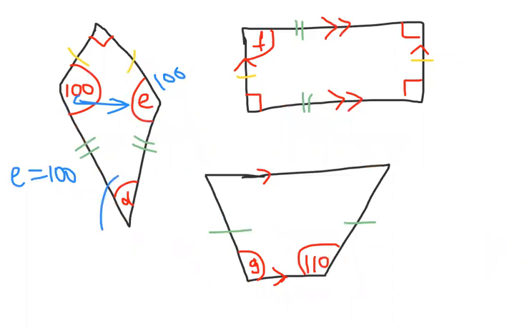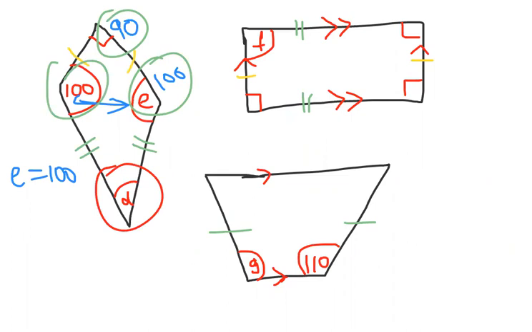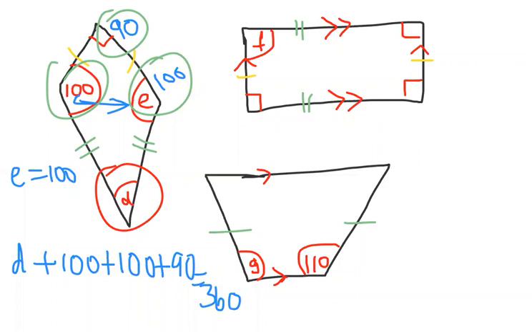But here's a D as well. Now we have this 100, and remember that's a square corner, so it means that's 90 degrees. So now we actually have 3 angles and 1 unknown. So now we can just say D plus 100 plus 100 plus 90 equals 360. And then if you do it on your calculator, or on a separate page, you can get the answer of D equals 70. That's that D over there.